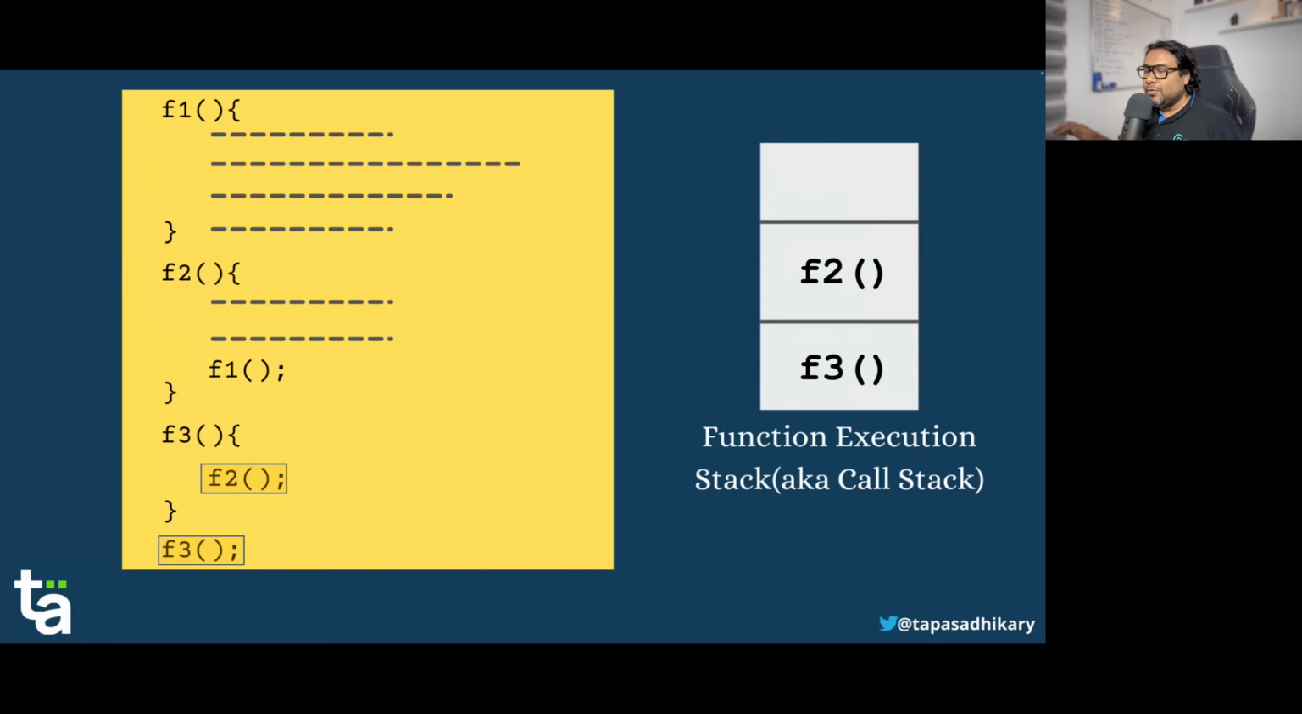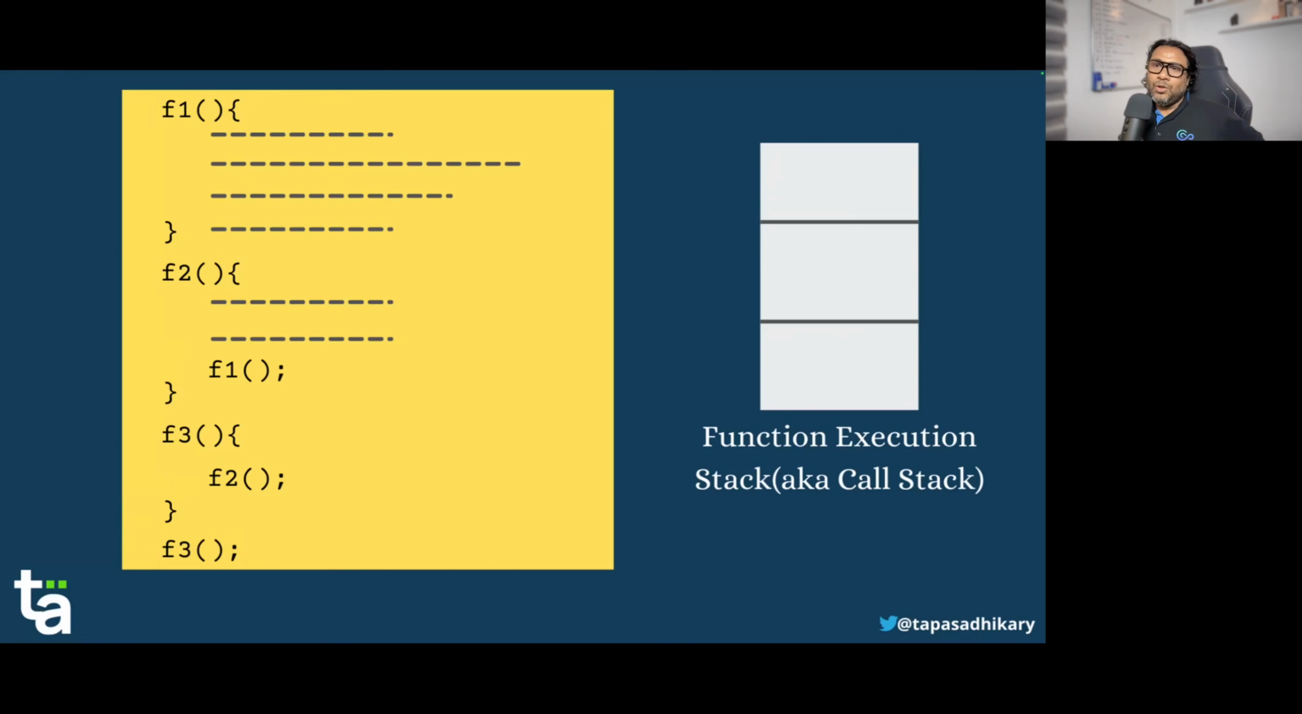So now F2 is getting executed. It has a few lines of code, executing. Then it hits F1. Oh my God, this is another function. Let's put it inside the stack. F1 got inside the stack. Now F1 doesn't have any other function call inside. So F1 will be executed and come out of the stack. Then F2 will be executed, come out of the stack. Then F3 will be executed, come out of the stack.